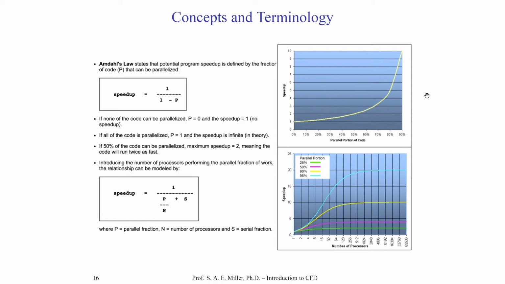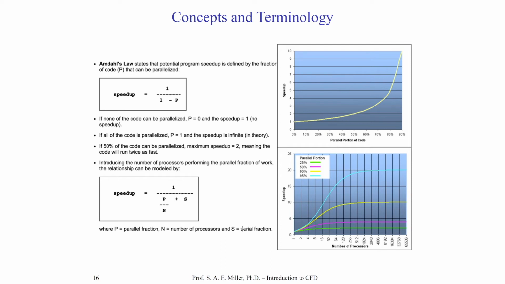And so for a CFD code, the objective is to parallelize the majority of the code to get as high a speedup as possible. Contemporary CFD codes have parallelization fractions approaching 98 or 99% or higher. Now, we can modify Amdahl's Law to include the number of processors. So now we introduce a new variable, which is the number of processors. P is still the percent of the code which is parallelized, and S will be the serial fraction of the code, which is not parallelized.